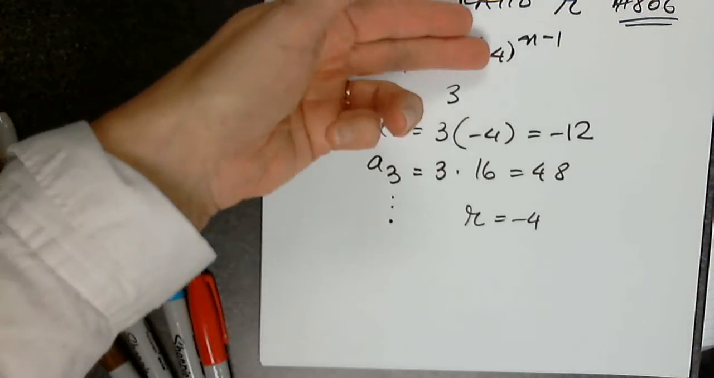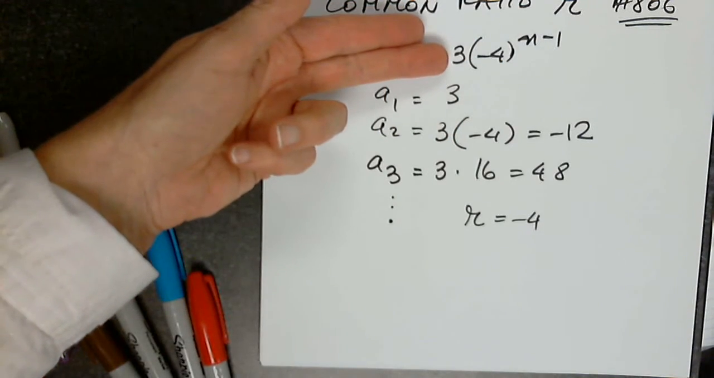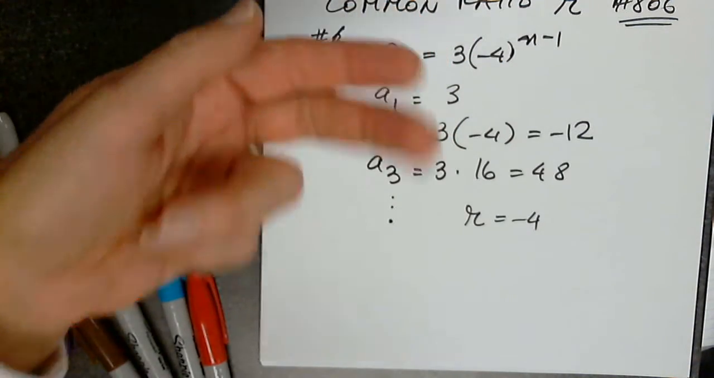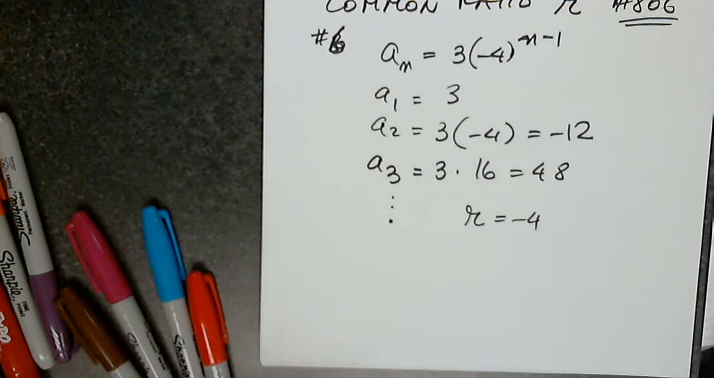So I don't even have to look at the general term anymore, because now I already know how to find A4. What would be A4? Multiply that by negative 4. 48 by negative 4. Correct. Okay. What is the common ratio?